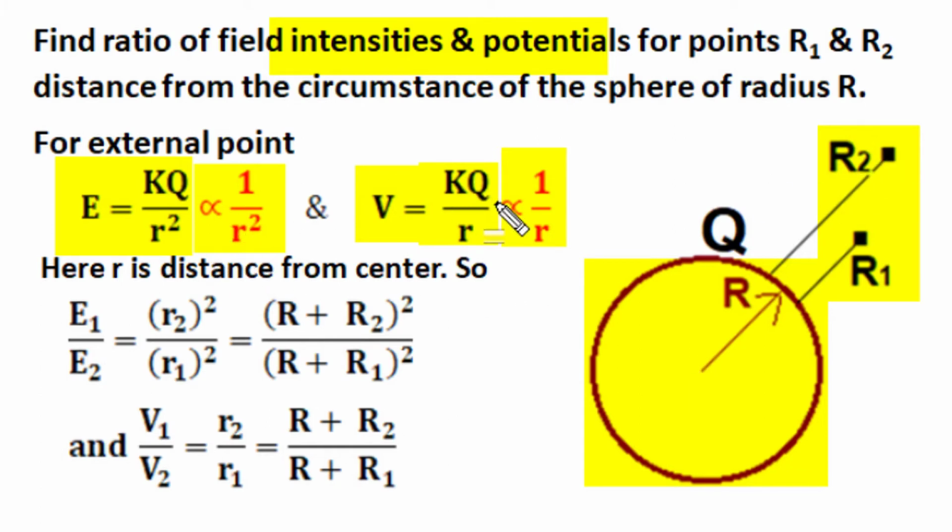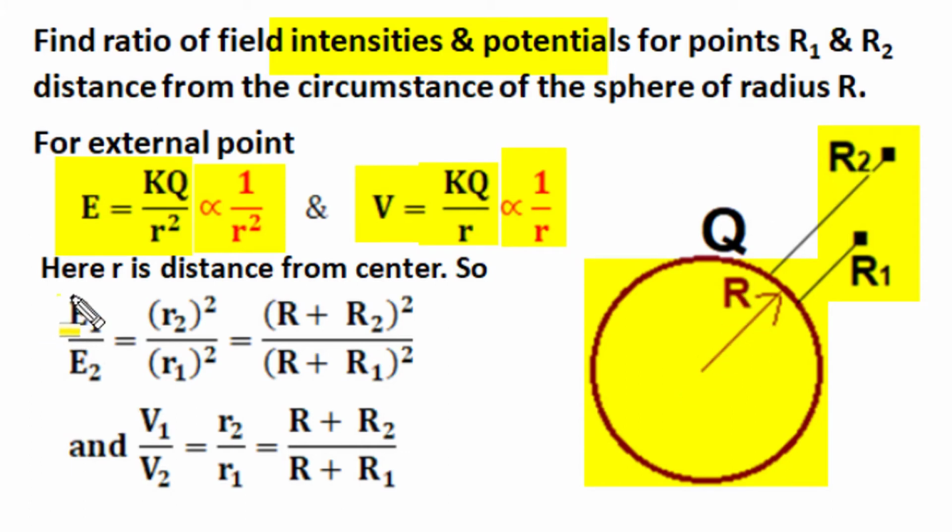So in both those inverse relations of electric potential and electric field intensity, this small r distance is measured from the center of the sphere. So for this first observation position, which has a radial distance of r1 from the surface, the distance from the center point will become r plus r1, and similarly for this second position having radial distance r2 from the surface, the distance from the center will become r plus r2.